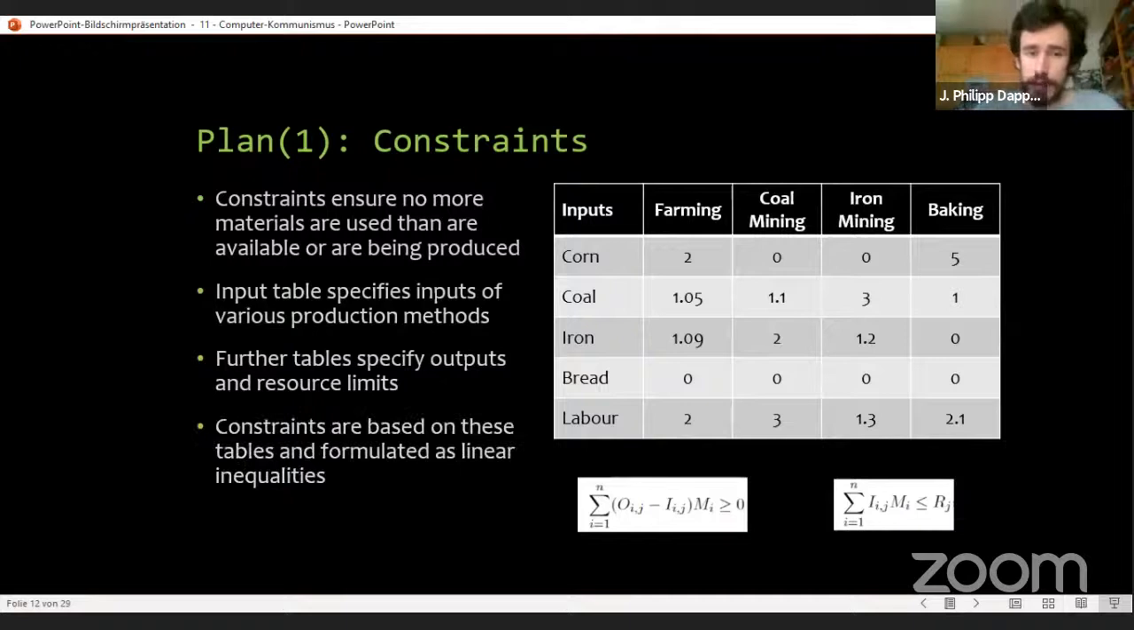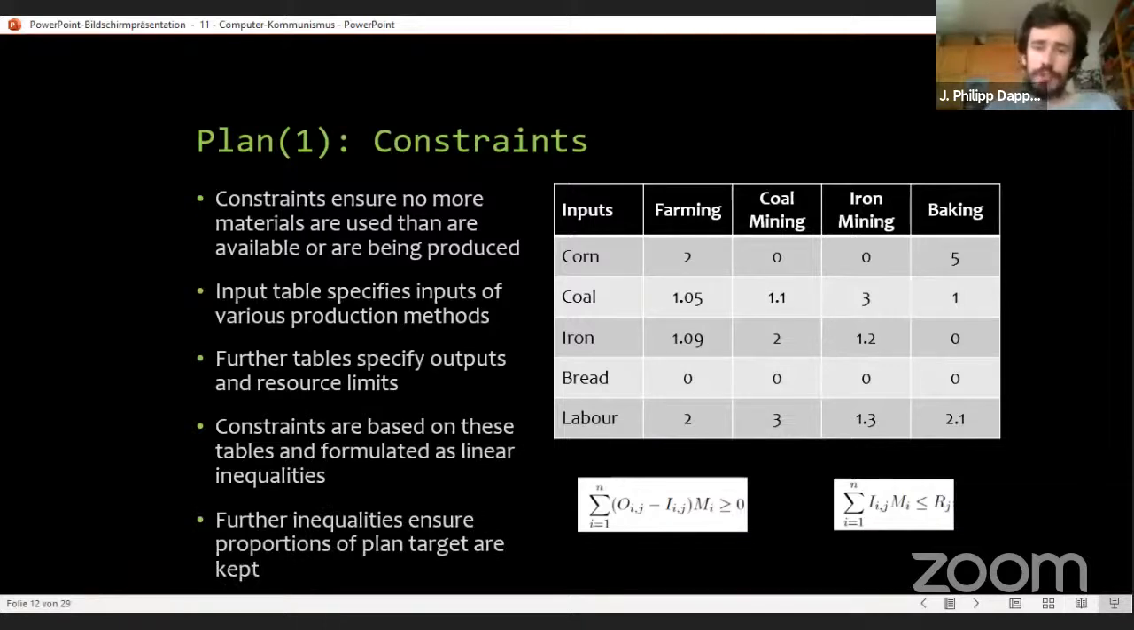And constraints are then based on these tables and formulated as linear inequalities. So that's what you see here at the bottom. Don't worry if you don't quite understand it, but basically this means that there can't be less output of something than is used, of coal, for example, than is being used as input at other production processes, right? To make sure that the plan doesn't say we have to use 1,000 tons of coal, but we're actually just producing 500, which would mean it's not possible. And similarly, it makes sure that we don't use more of limited resources like land, labor, or CO2 emission rights, if that is deliberately kept, than is specified in this resource table.